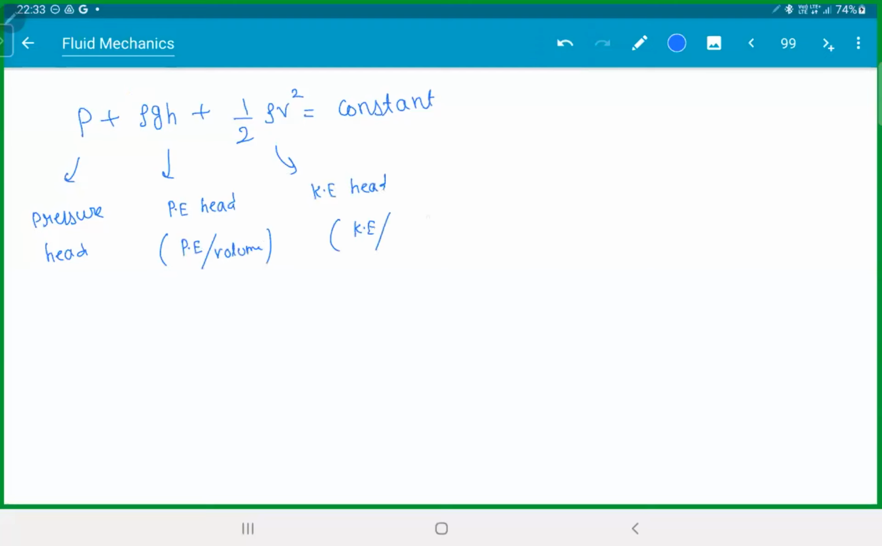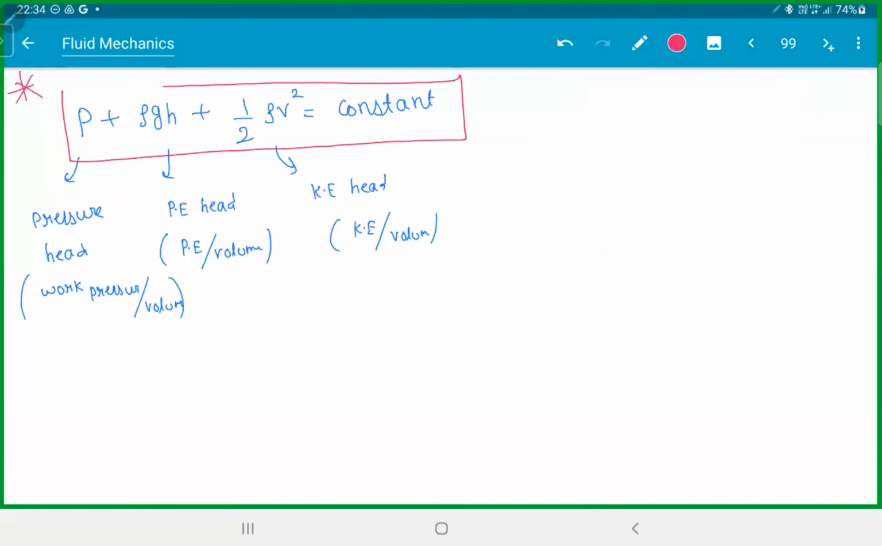This is good, but there is actually a better form of this. There's even a more powerful form like this. Let me show you that. But remember, this is valid for any 2 points on a streamline. You can't apply from wherever you want.